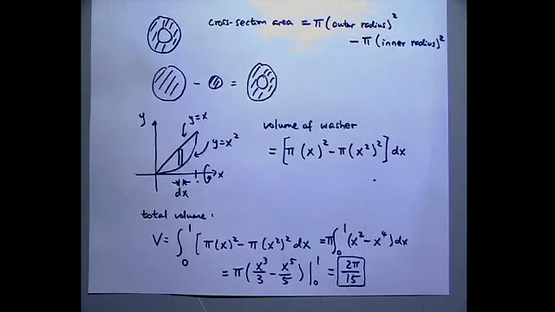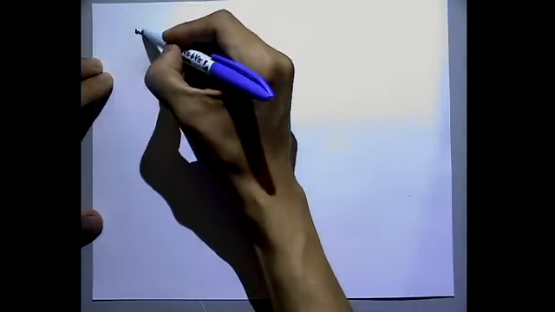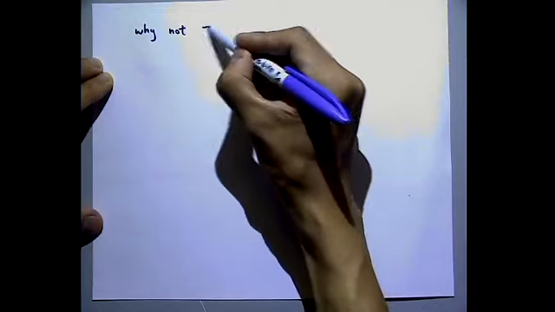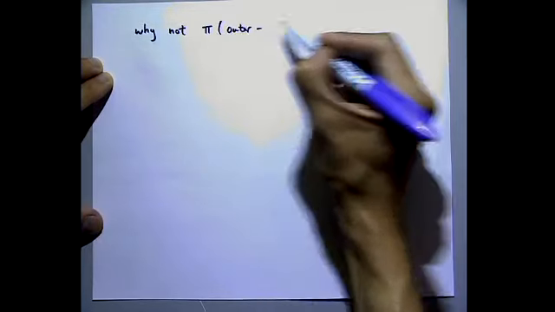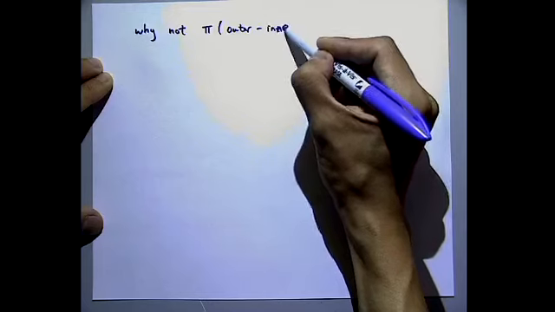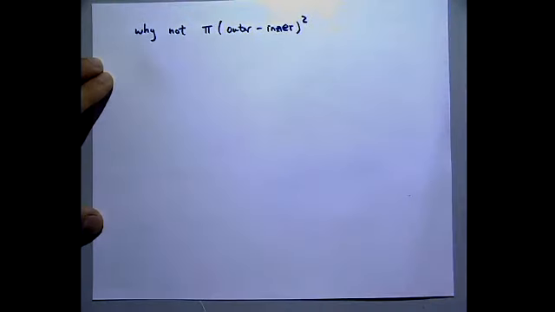Okay, does that make sense? Any question? Easy, hard? Yeah, question? Because then what you're saying is you're calculating... That's a good question. Let's talk about that. So your question is why not pi times the outer minus inner squared, right? That's the question you're asking?